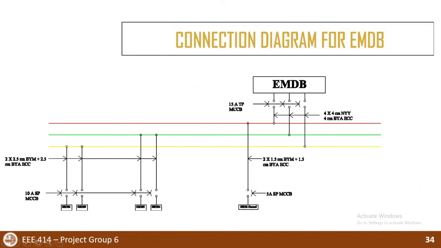For EMDB, we get 12.45 ampere EMDB current, which leads us to a 15 ampere TPMCCB. So we need 4 into 4 RM NYY plus 4 RM BY ECC cable.